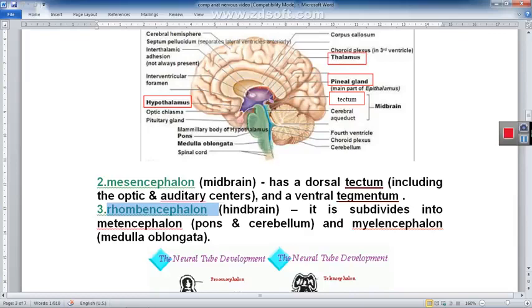More caudal to the myelencephalon, which is the medulla oblongata, will be the spinal cord, which is the second part of the central nervous system. The central nervous system is formed of all of these structures that are called the brain, plus the spinal cord.